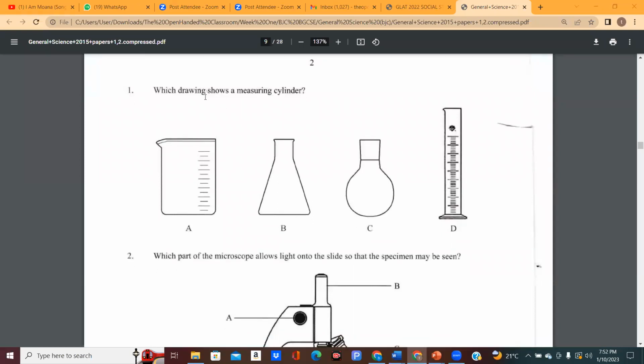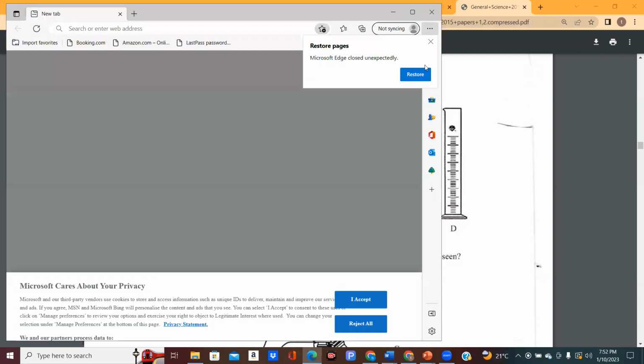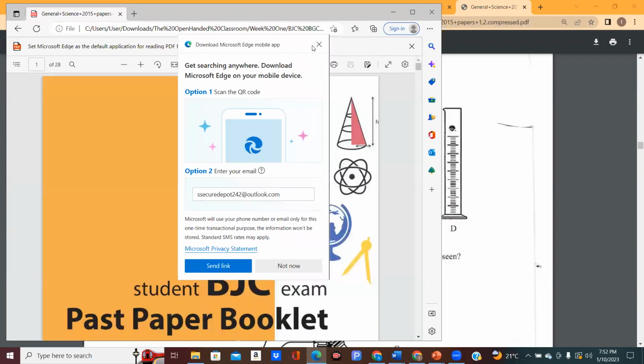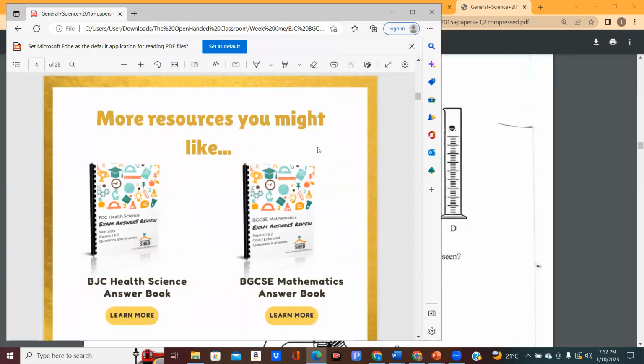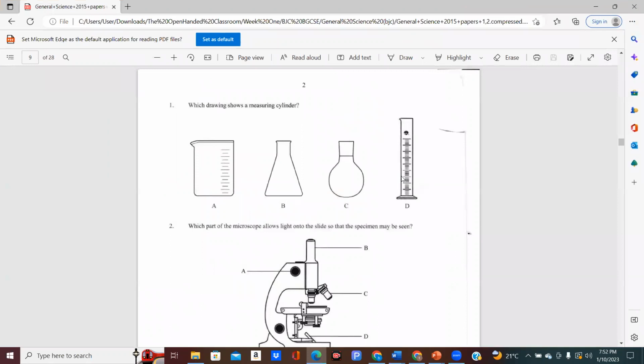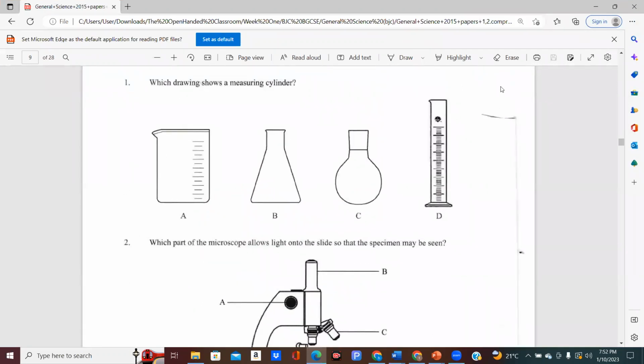It says here, which drawing shows a measuring cylinder? Anyone have any? Let me put it in this one so we can always have it. It's D, right? Who is that speaking? Daniel Hepburn. Okay, Daniel says it's D. Anyone else have any opinion? Who's saying D? Divine. Okay. Lanaya. Where's Lanaya? It's D.